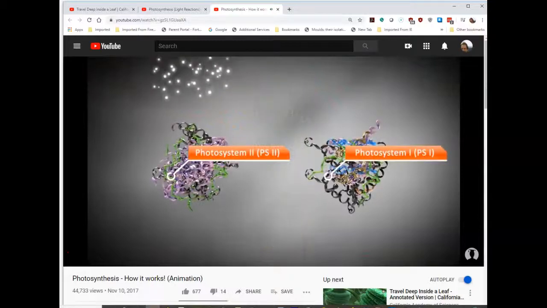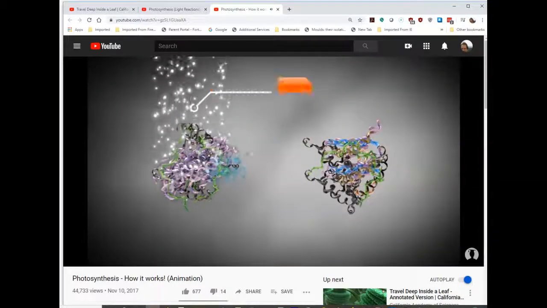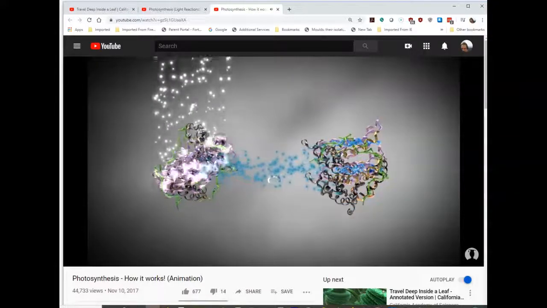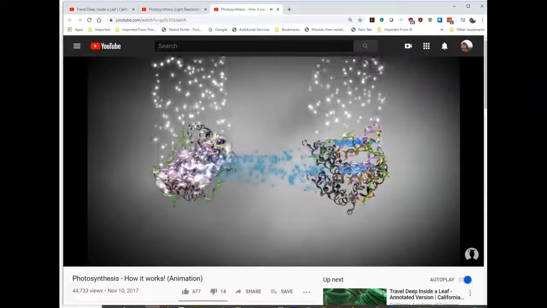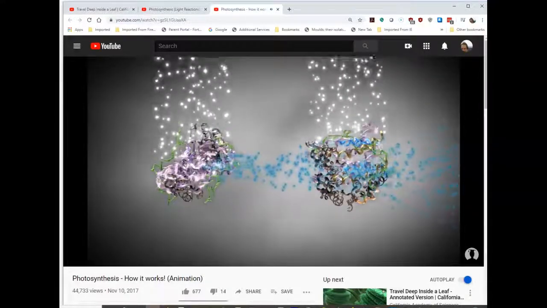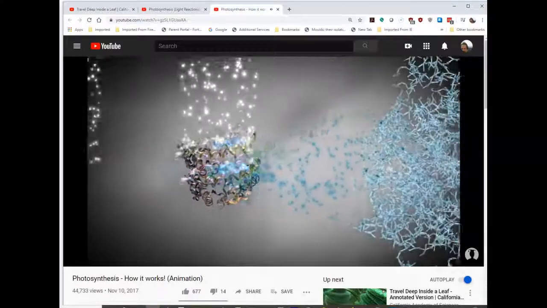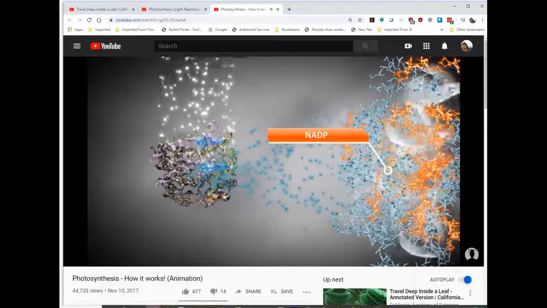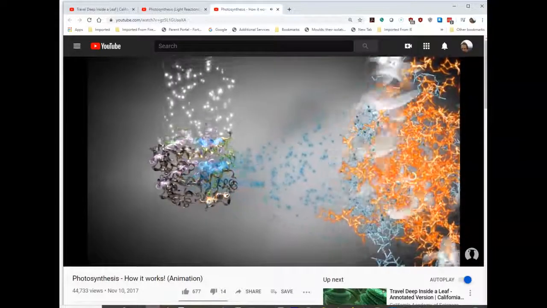The electrons that are transported from PS2 to PS1 are used to balance the loss of electrons in PS1, because PS1 absorbs light, and this results in the oxidation of PS1 and the release of electrons. Electrons coming from PS1 are transported through an electron transport chain to their final electron acceptor, NADP, creating NADPH.